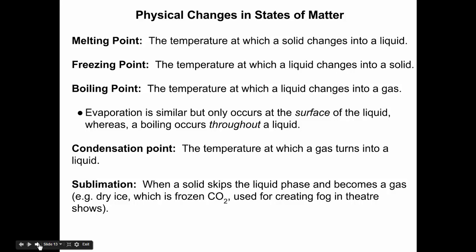Condensation point is the temperature at which a gas turns into a liquid. And sublimation is when a solid skips the liquid phase and becomes a gas. And an example of that is dry ice, which is frozen carbon dioxide. So carbon dioxide that's been frozen, it skips that liquid phase. It goes right from a solid into a gas.